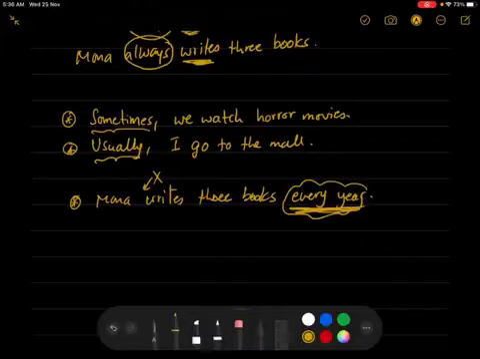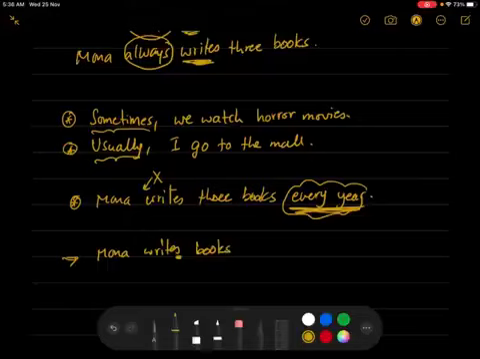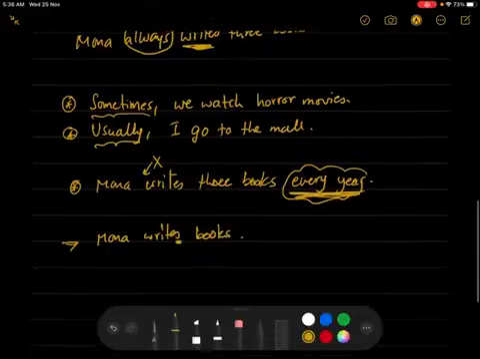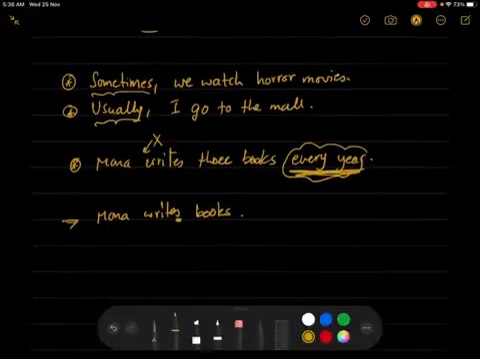So, as we know, in the present simple, if the subject is singular, we normally add s to the base form of the verb. For example, we say Mona writes books.